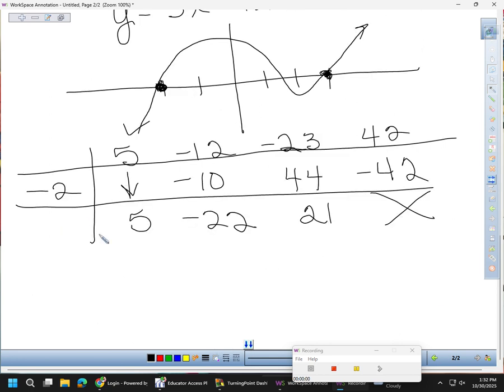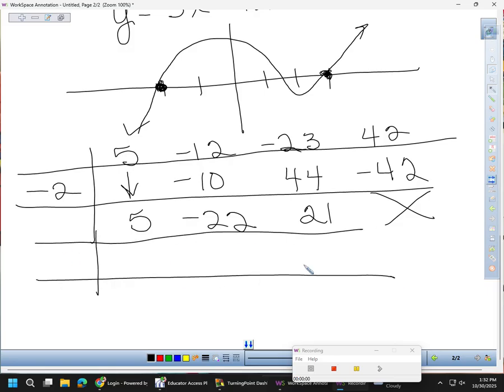What's the next zero I want to use? Let's use the 3. Exactly. That's the one we know. We're going to bring down the 5. 3 times 5 is 15. We add it together, we get -7. 3 times -7 is -21. We add those together, and there's no remainder.